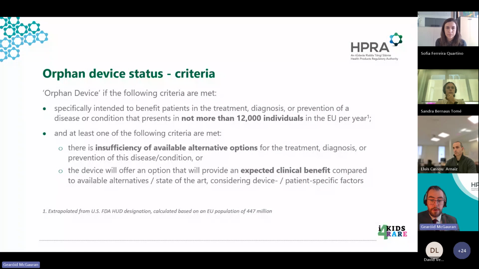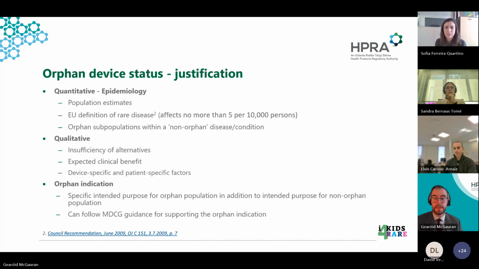The second qualitative criterion states that it needs to show that there are insufficient available alternative options for the treatment, diagnosis, or prevention of the disease or condition, or that the device will offer an option that provides an expected clinical benefit compared to any available alternatives, or the state of the art, taking into consideration certain device and patient-specific factors, such as anatomical variations, which I'll speak more on later on.